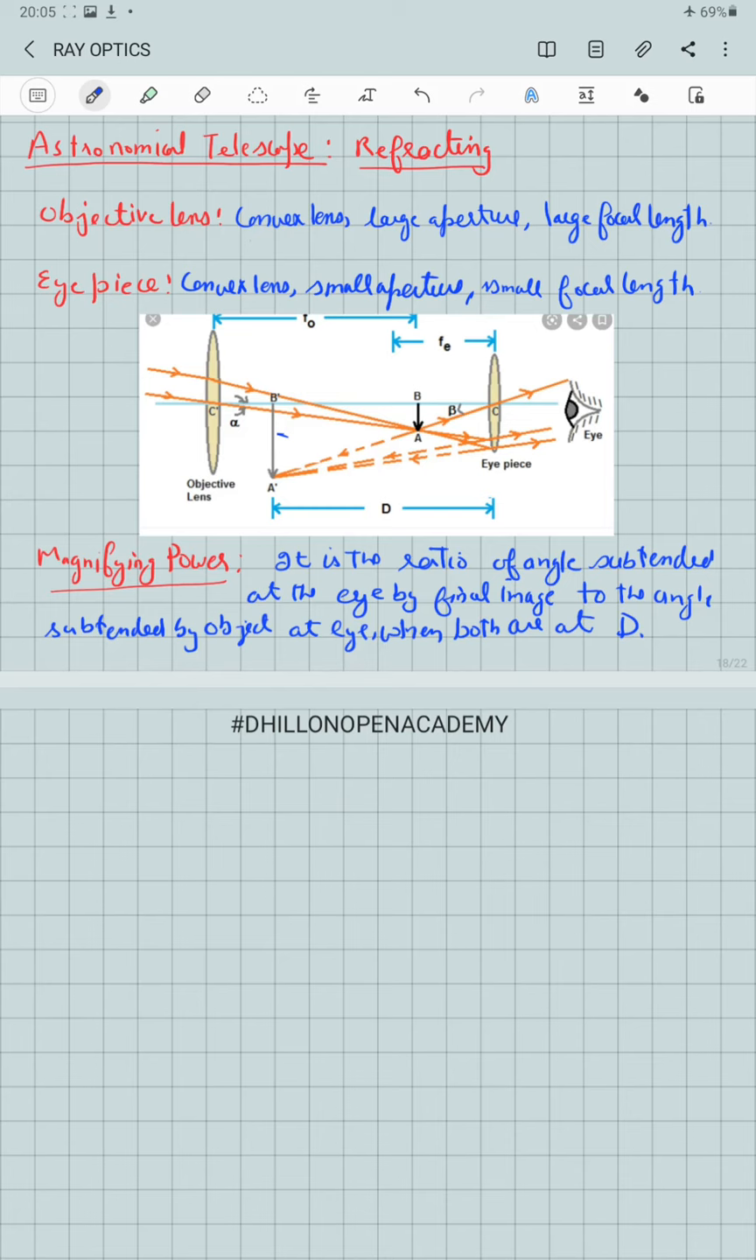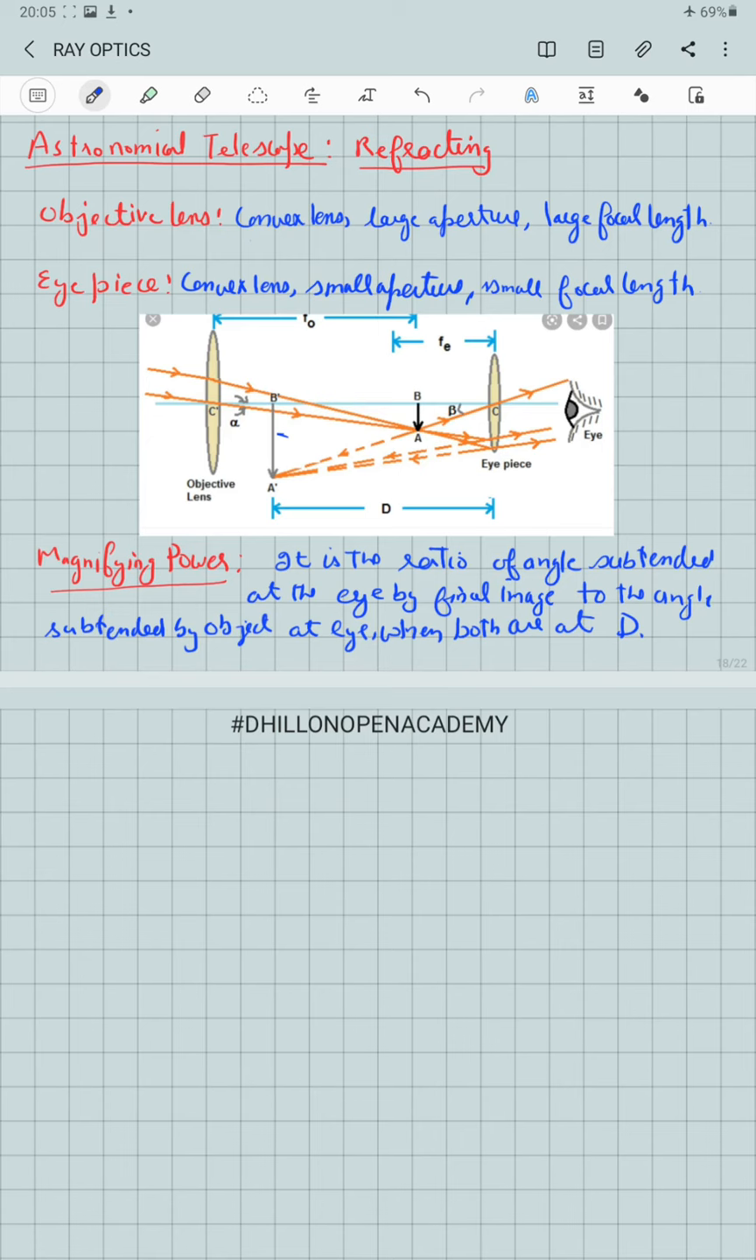So an astronomical telescope also consists of an objective lens, which receives the light rays from the object. It is a convex lens of large aperture and large focal length. The final image is observed through the eyepiece, which is placed very close to the eye. It is a convex lens of small aperture and small focal length.